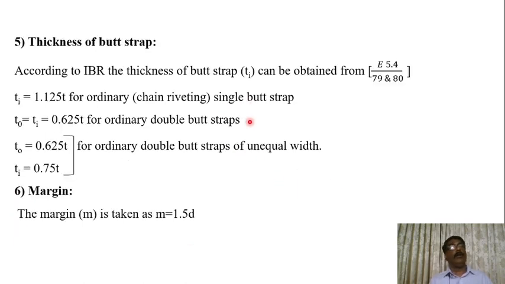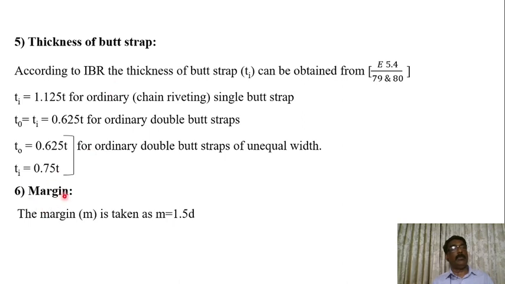Next is the thickness of the cover plate you have studied. For this, you will have to check whether the given joint has two cover plates or a single cover plate. The cover plate comes only in case of a butt joint. In a lap joint, you do not get a cover plate. Only in a butt joint will you have to check whether it is a single or a double cover plate. In case of a single cover plate, its thickness is equal to 1.125t. In case of double cover plates, its thickness is equal to 0.625t if the two cover plates have equal width. If the widths are different, then the thickness of the outer cover plate is equal to 0.625t and the inner cover plate is equal to 0.75t.